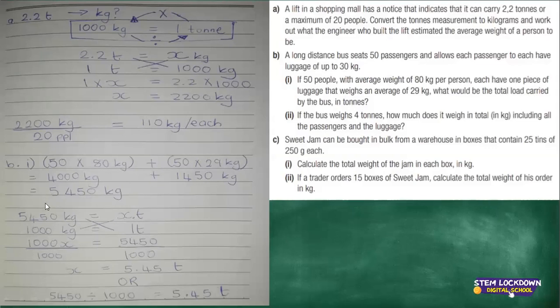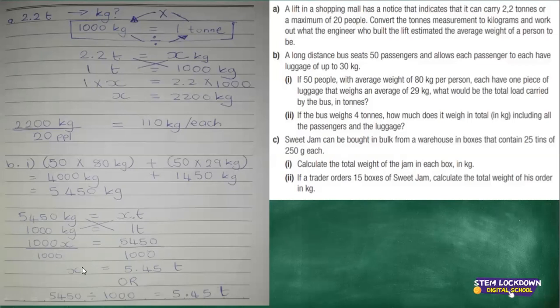Now we are converting from kilograms to tons. I won't go through the steps again, but what have we learned? When we move from kilograms to tons, we divide. If we move from tons to kilograms, you multiply. In this case, we are moving from kilograms to tons, so we divide 5,450 by 1,000. Then you get your answer, which is 5.45 tons.